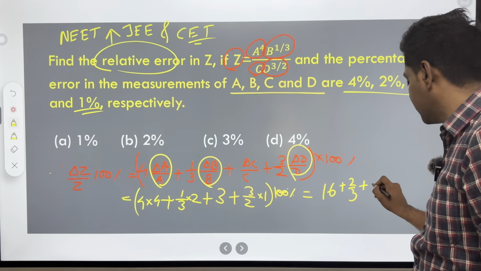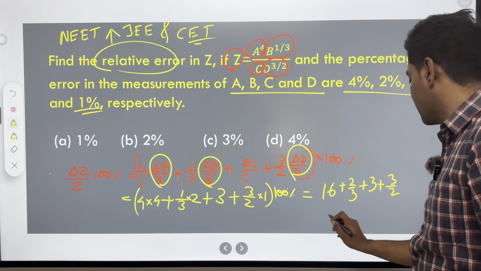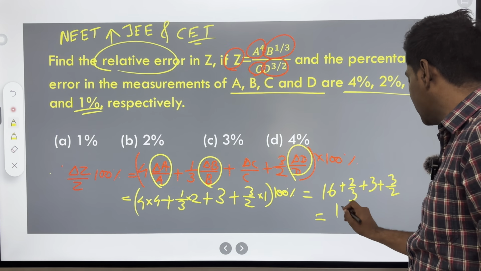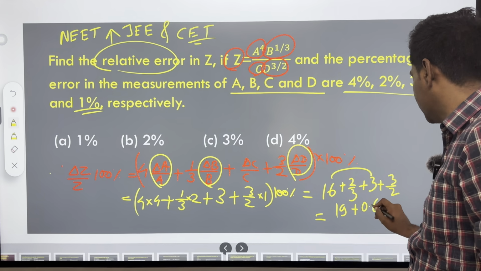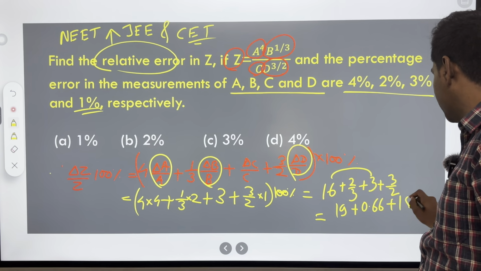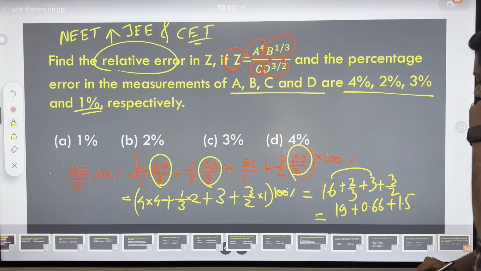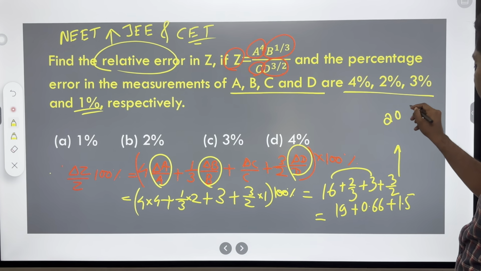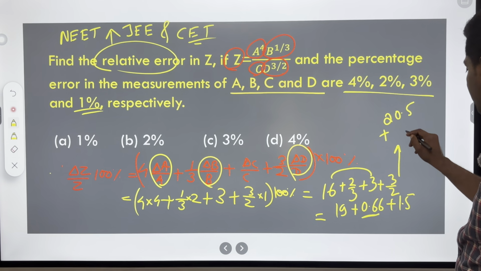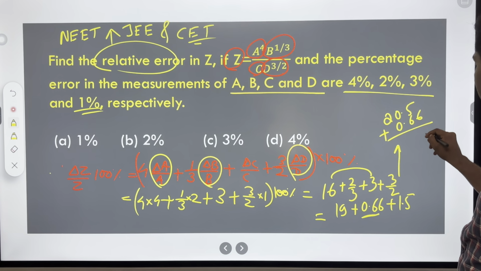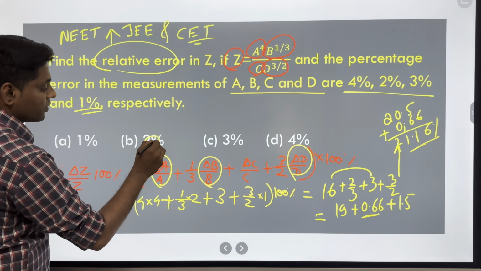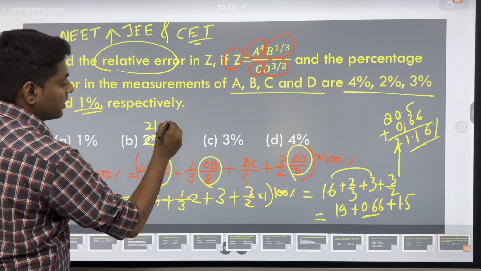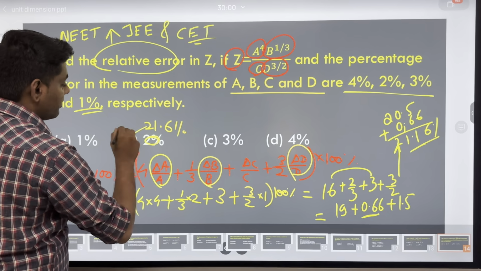Then 3 by 2. So after calculating, we get 19 plus 2 by 3, that is 0.66, plus 3 by 2, that is 1.5. So 19 and 1.5 is 20.5, plus 0.66, so that is 21.16 percentage. There is a print mistake here, so remember 21.6 percentage. This is the final answer.